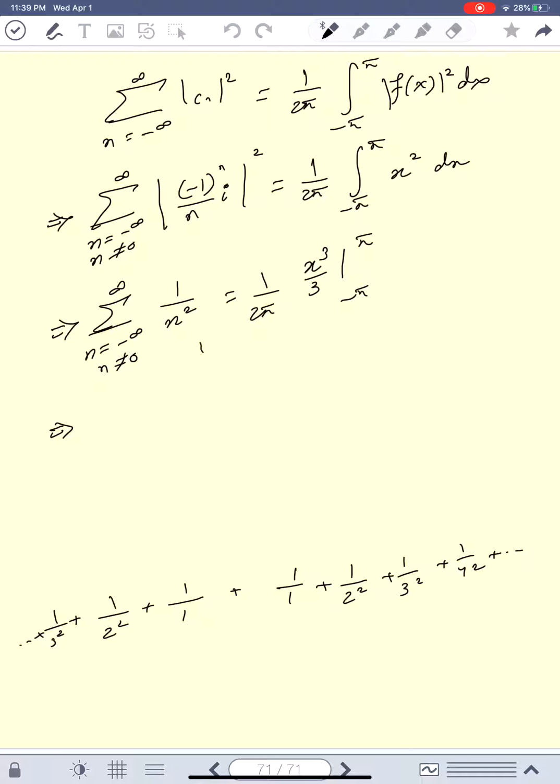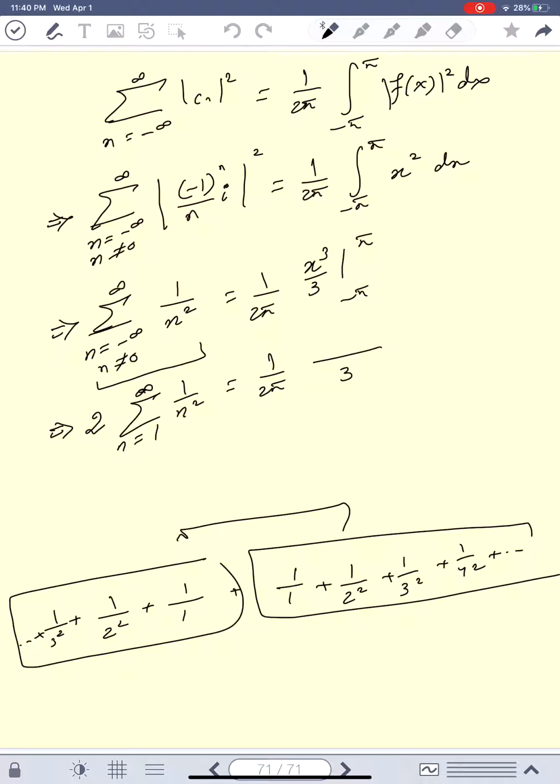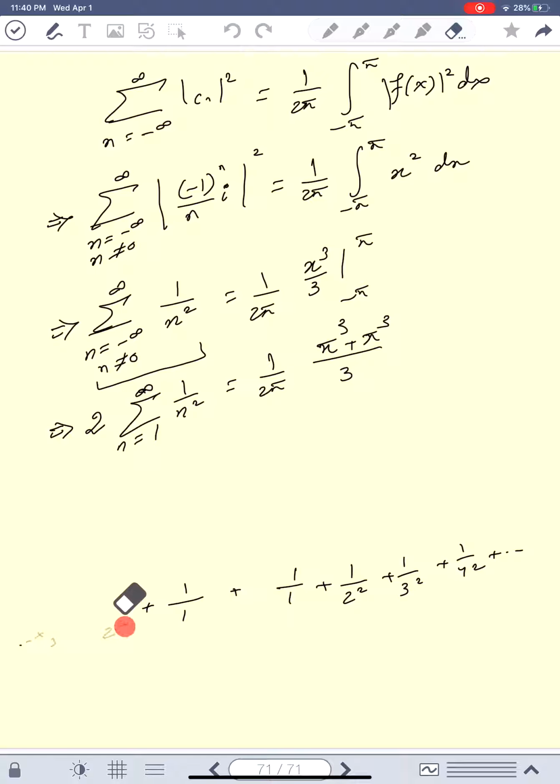So basically the sum on the negative side gives you exactly the same as the sum on the positive side. So I'm going to write this as: the left side here is 2 times the sum from 1 to infinity of 1 over n squared. What is this equal to? It's equal to 1 over 2 pi, and when you substitute the pi, it gives you pi cubed plus another pi cubed.